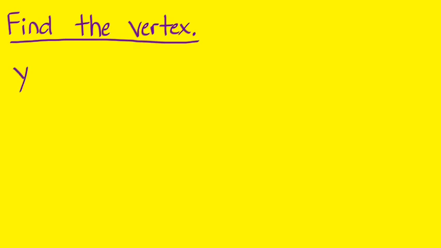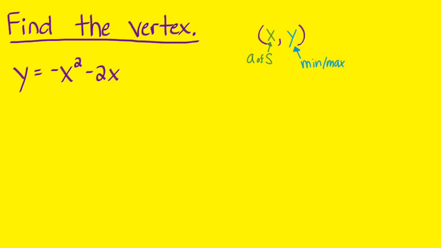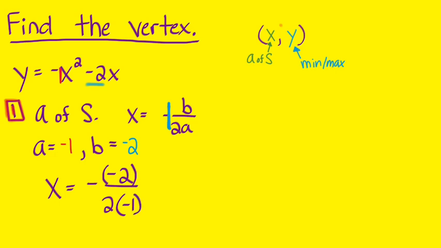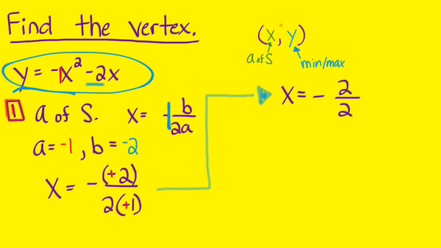So now let's find the vertex using this shortcut. If I know the axis of symmetry is -b over 2a, then once I know that value, I can solve for y. So first I'm going to find my axis of symmetry, -b over 2a. So that's -2 over 2 times -1. So then I'll have -2 over 2, which is -1.